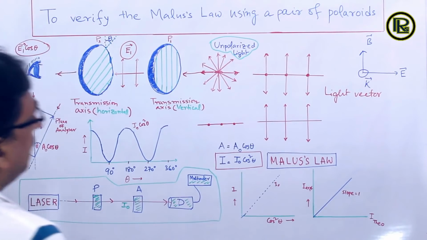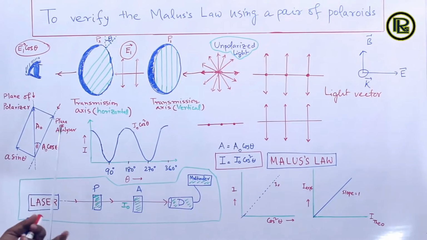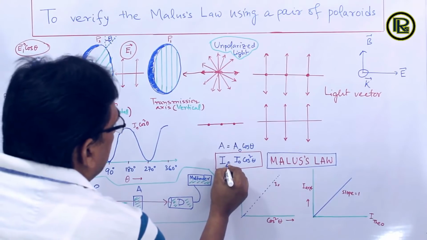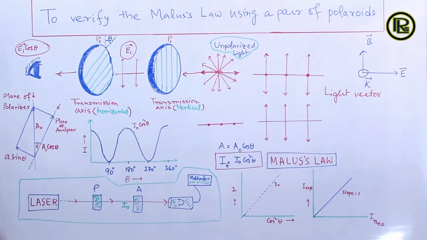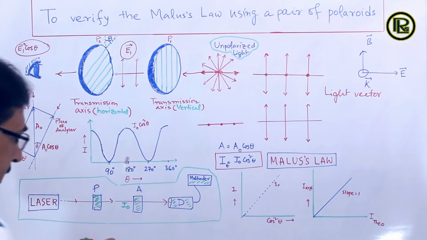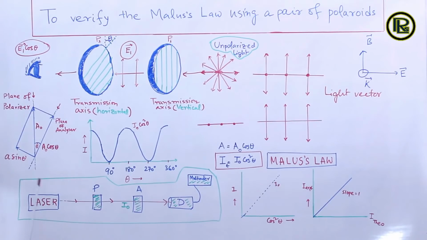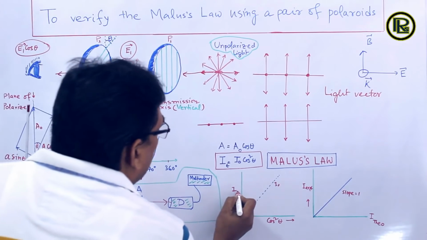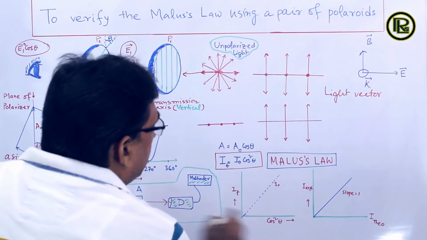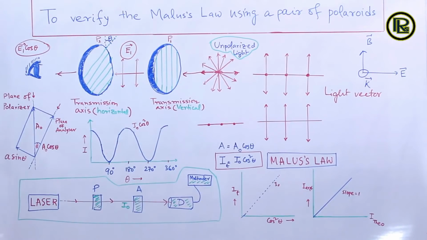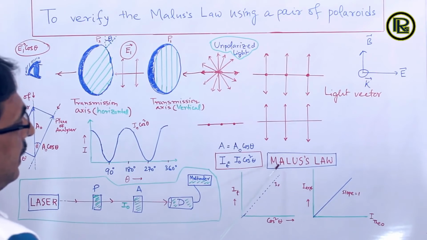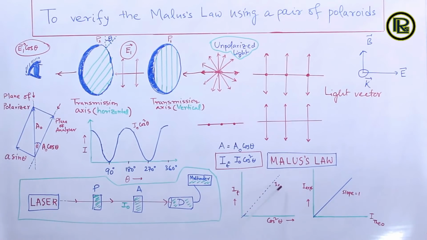Similarly, if we plot intensity here, so this intensity is the transmitted intensity through the analyzer. So if we plot IT versus cos square theta, then we get a straight line passing through the origin and having slope I0.